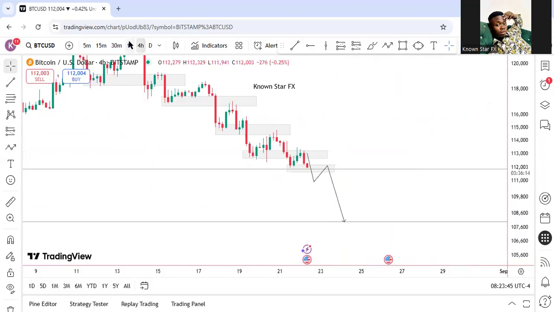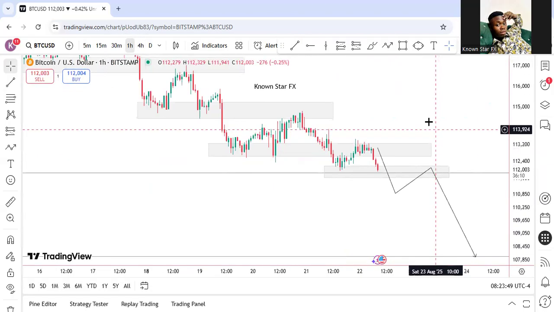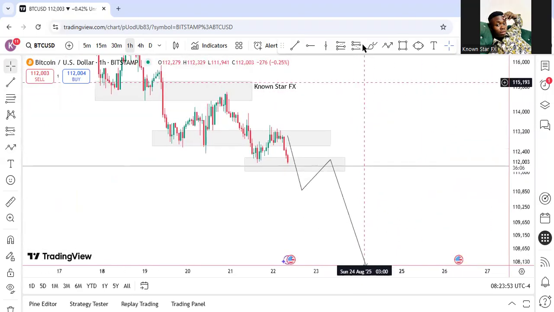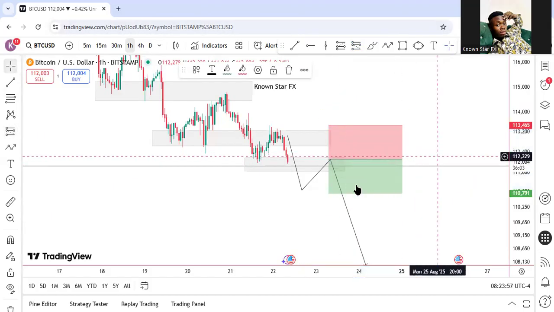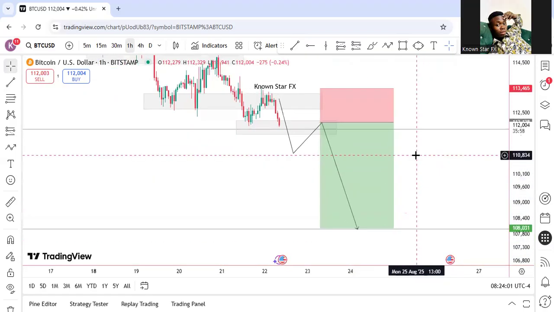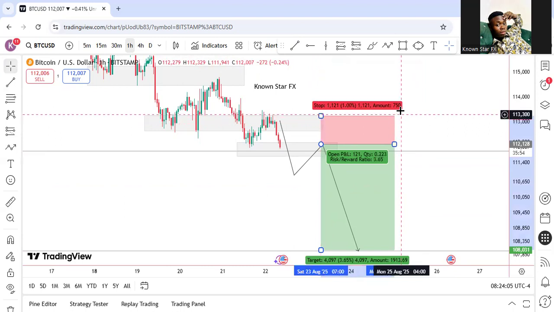And when you target this level, now let's go down to the 1 hour time frame. When you target this level, you are going to be having something similar to this, right?